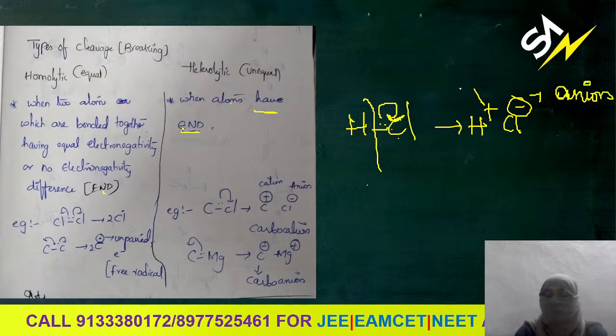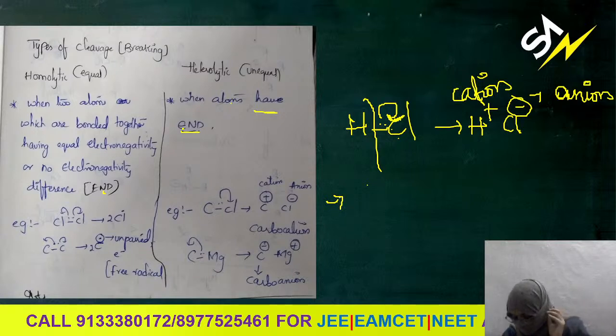And the one which loses electron is nothing but cation. That means whenever heterolytic cleavage occurs, cation and anion will be generated. Let us talk about an example related to organic chemistry, because we're talking about organic only. Yes, H plus and Cl minus.